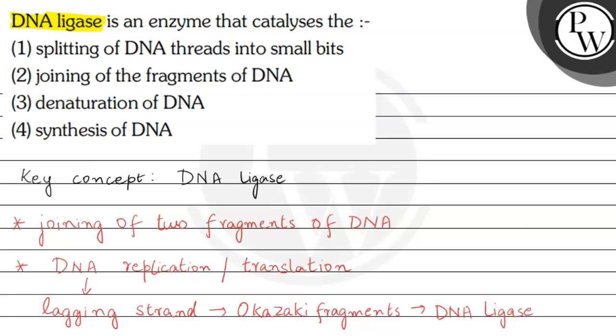in different processes. So now if we see the options, then the first option says that splitting of DNA threads into small bits. So this is not the answer because DNA ligase does not split DNA, but instead it joins DNA. So the splitting of DNA into threads is done by endonuclease enzyme and not DNA ligase.